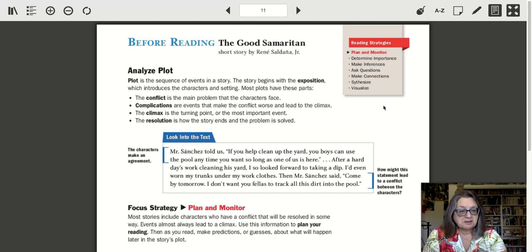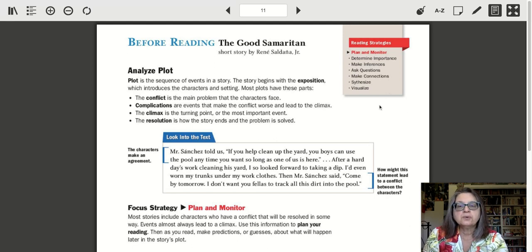So you had an understanding. And what Mr. Sanchez says here at the end, how might this statement lead to a conflict between the characters? Why might this create a problem? I mean, just imagine you were told you could do something, you're expecting to do it, and then you're told you can't do it. How would you feel?